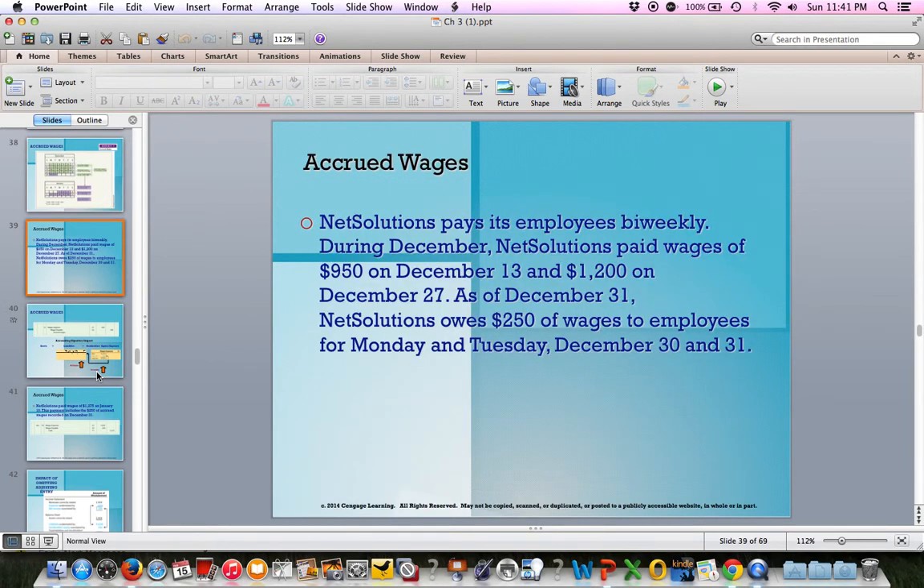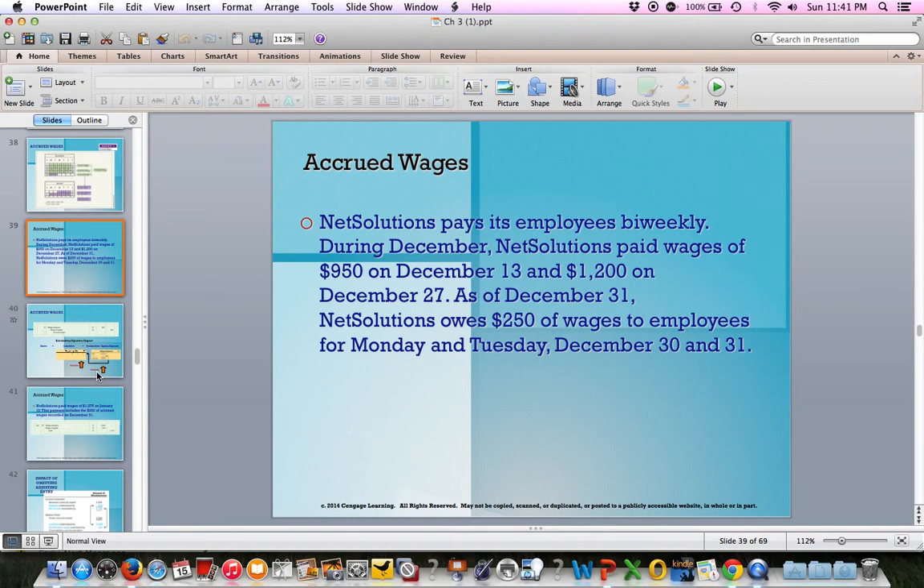So it says that they're paying their employees bi-weekly, every other week. And so during December, they paid wages of $950 on December 13th and $1,200 on the 27th. And then as of December 31st, they owed $250 of wages to employees for that 2 days, for the Monday and Tuesday, the 30th and 31st.